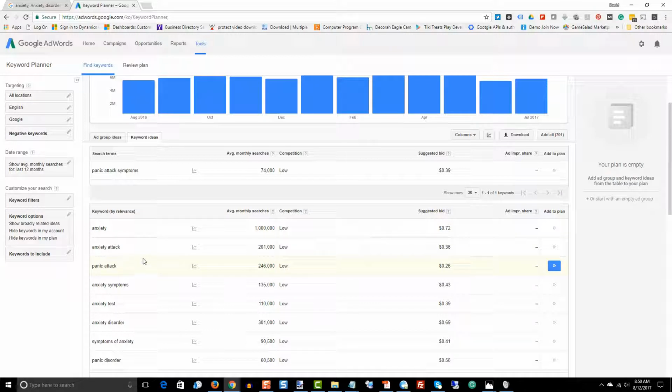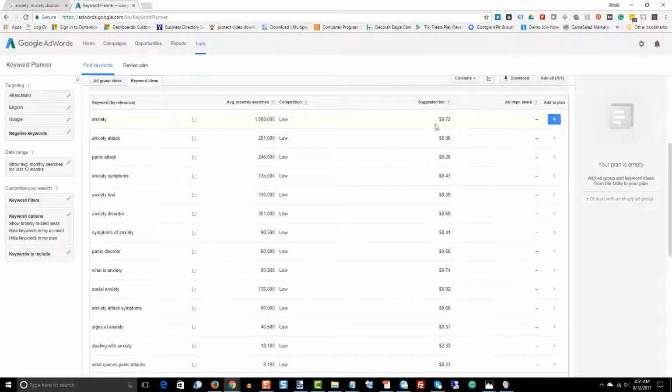And then actually, interestingly enough, a shorter tail keyword that seems to be less competitive with more search volume is panic attack. It's bidding at 26 cents. It's low competition, and it's only 2 words. So I would probably consider using either anxiety attack or panic attack as some of my keywords. And then you can continue to go down, and you can change the sort order by clicking on these columns. So if I wanted to see lowest to highest based on bid, I could click on this, or by competition, it would sort them all by this.